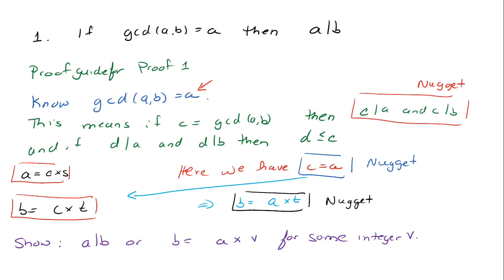I'm supposed to show A divides B, or that B is a multiple, or B is equal to some multiple of A for some integer V. I'm done because I have it. See, in this nugget over here, my T is V. So from my know, I immediately can pop out my show. I'm done. My V is T.